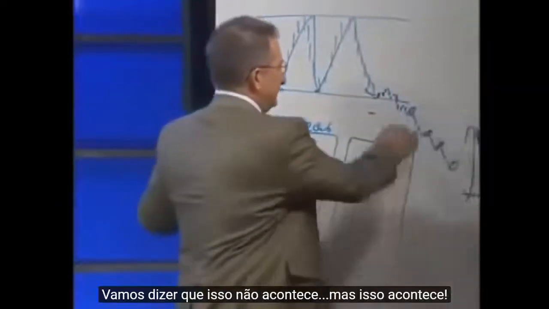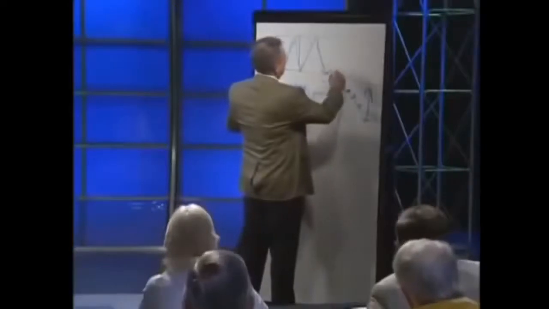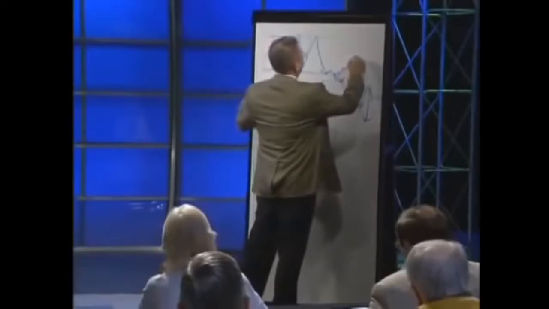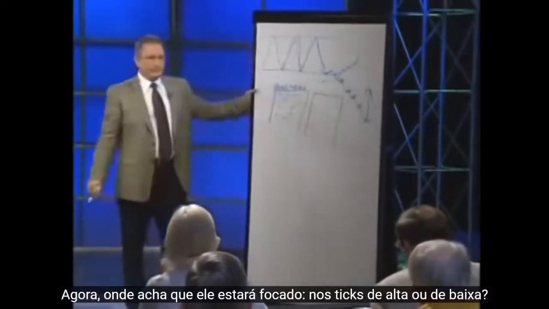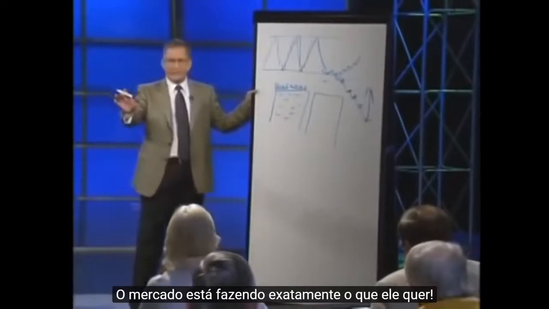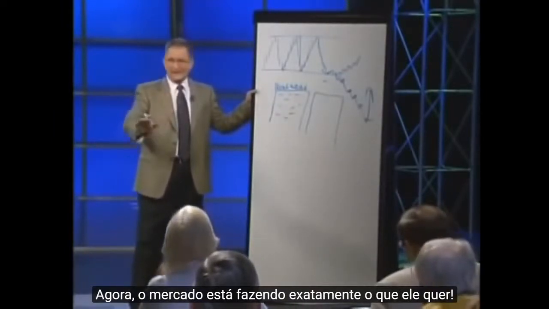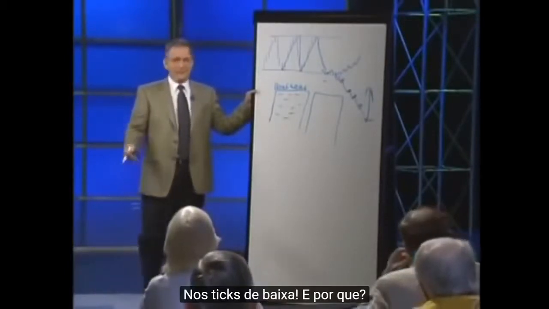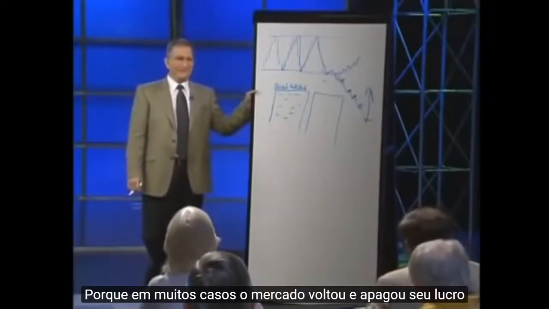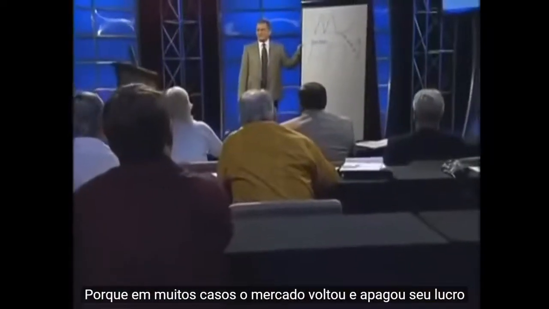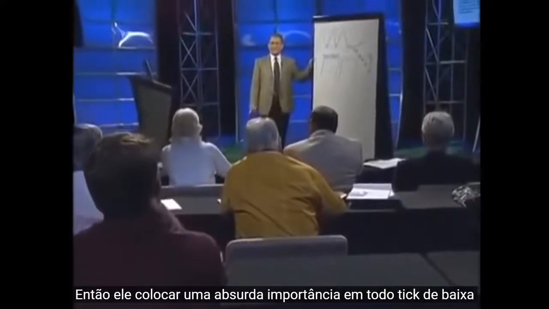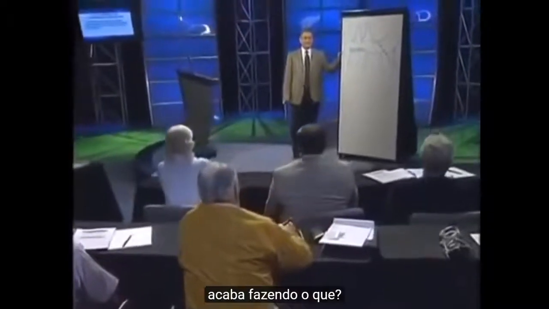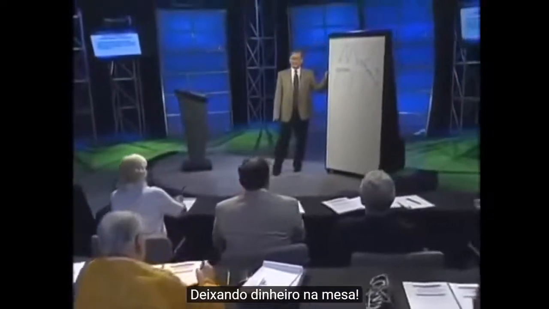Now, let's say that this doesn't happen, but this happens. Let's say instead of it going against him, the market does this. Now what ticks do you think he's going to be focused on, the up or the down ticks? The market's doing exactly what he wants, by the way. The down ticks. And why the down ticks? Because he's been in too many trades where the market has taken away his profits. And so he places an inordinate amount of significance on every down tick, and in essence ends up doing what? Leaving money on the table.